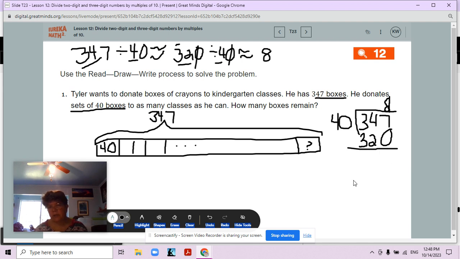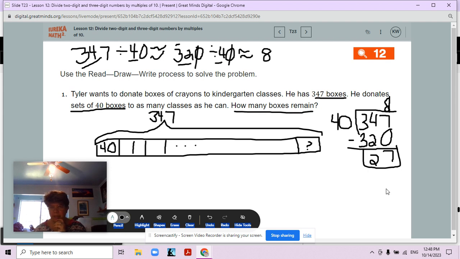Okay. Now, as long as our answer here from our subtraction is less than 40, then we're good. If it's more than 40, we know we could have given one more group of 40 to a class, right? So let's subtract 27. Okay, good. So how many boxes remain?